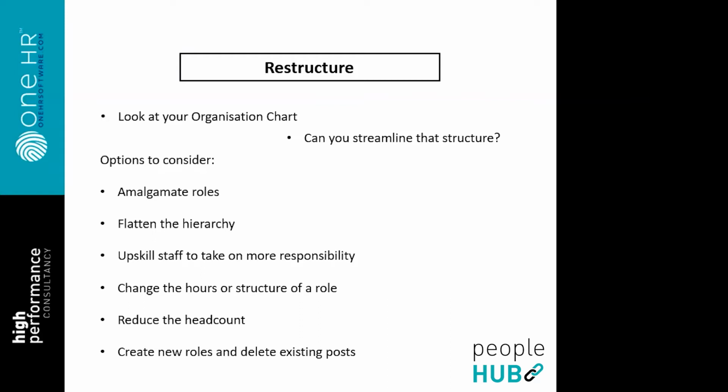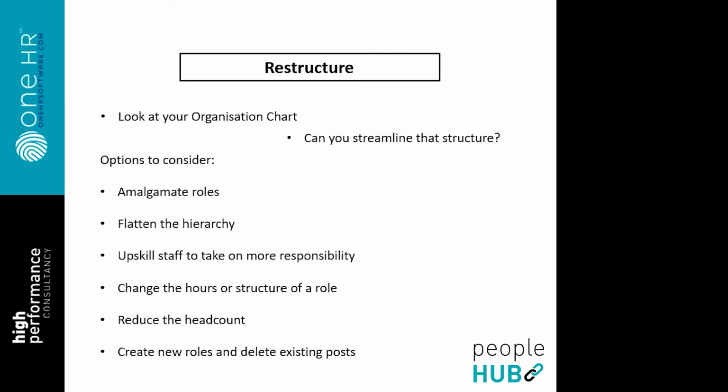Upskill staff to take on more responsibility. So like I say, when you're restructuring, it's not all just about making cuts and cutting people back. It could be that we've identified that we could generate more revenue in this part of the business, so we'll actually upskill our staff to help increase the revenue or any efficiencies.